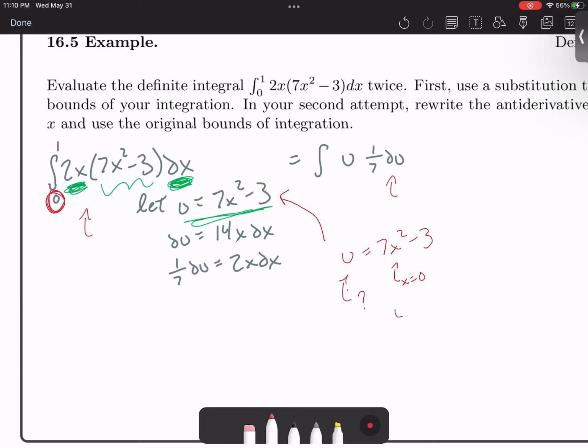So if x is equal to 0, then that means u is equal to 0 squared is 0, 7 times 0 is 0, 0 minus 3 is minus 3. u starts at minus 3. All right, where's u going to end up? So x ends its journey at 1. So when x is equal to 1, and you plug a 1 in, 1 squared is 1, 7 times 1 is 7, minus 3 gives you a 4. So u travels from minus 3 to 4.